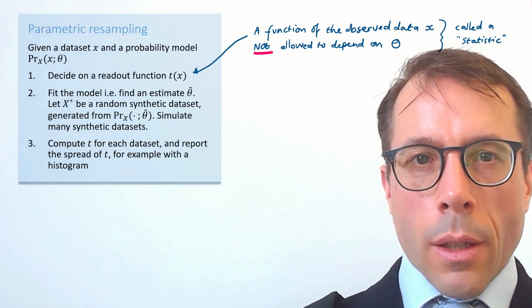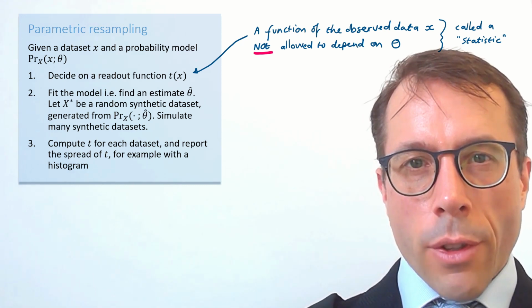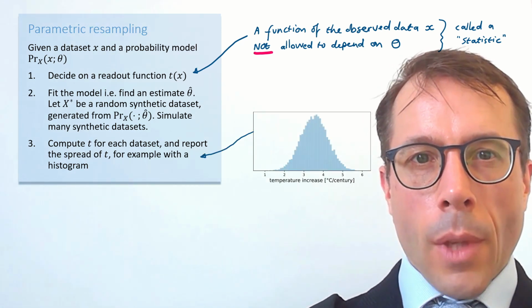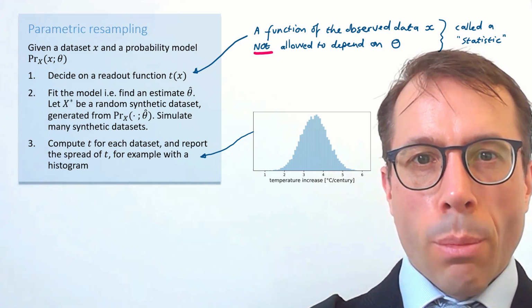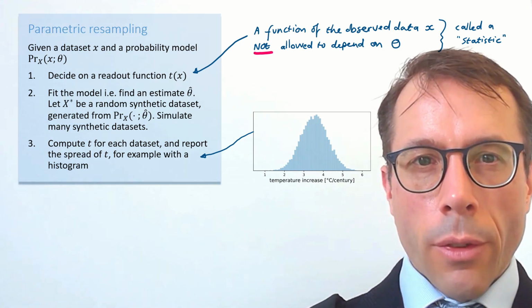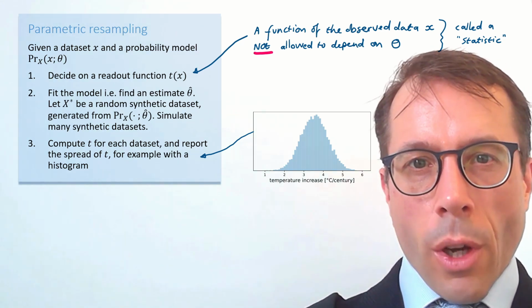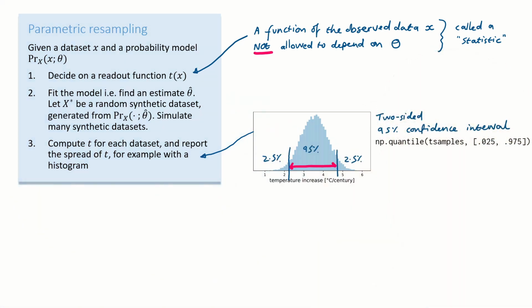Step 3, look at the spread of readout values for our synthetic datasets. Step 3 suggests plotting a histogram. Here's a histogram I got for possible values of the rate of temperature increase. Once you've got a histogram, you could stop there. Or what's common is to report a confidence interval. You could, for example, report a two-sided 95% confidence interval and say, here are two bounds, an upper and a lower, and I'm 95% certain that the estimated rate of temperature increase falls between these two bounds.